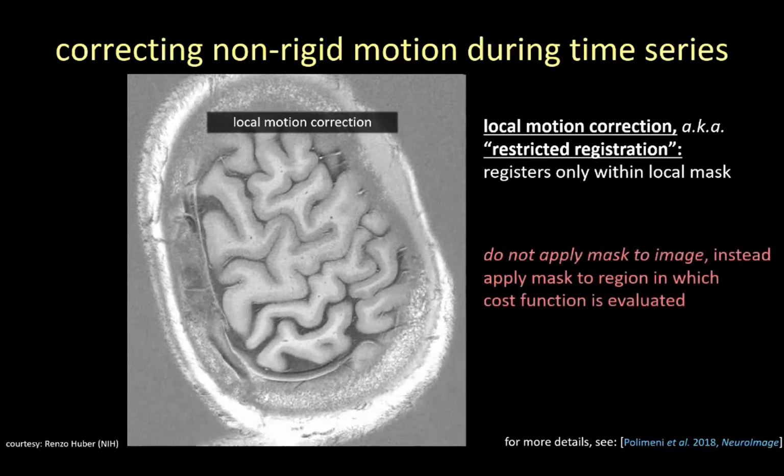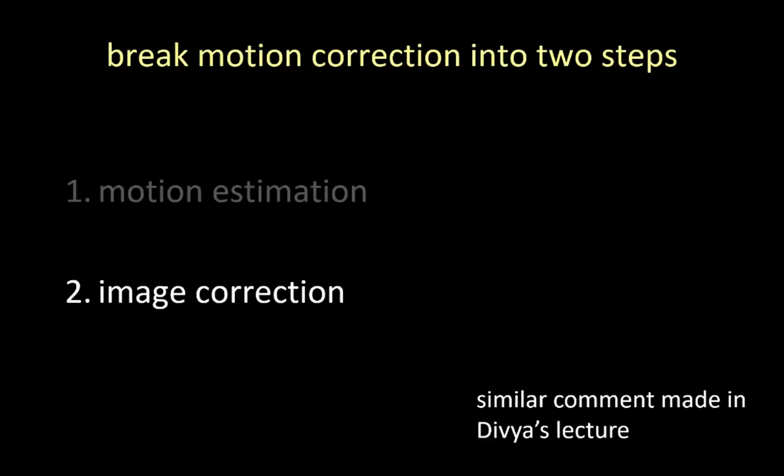And one thing I want to point out, actually, Doug already mentioned this, but the idea is that we're not going to apply this mask to the image. That's going to create like an edge or a feature that the motion correction algorithm is going to get confused by. Instead, we're going to apply the mask to the region in which the cost function is evaluated, similar to what Doug had said with the BBR lecture earlier today. So that's one really helpful technique, a practical method to improve the motion correction accuracy. Many software packages have flags to allow you to restrict the motion evaluation to a mask of interest.